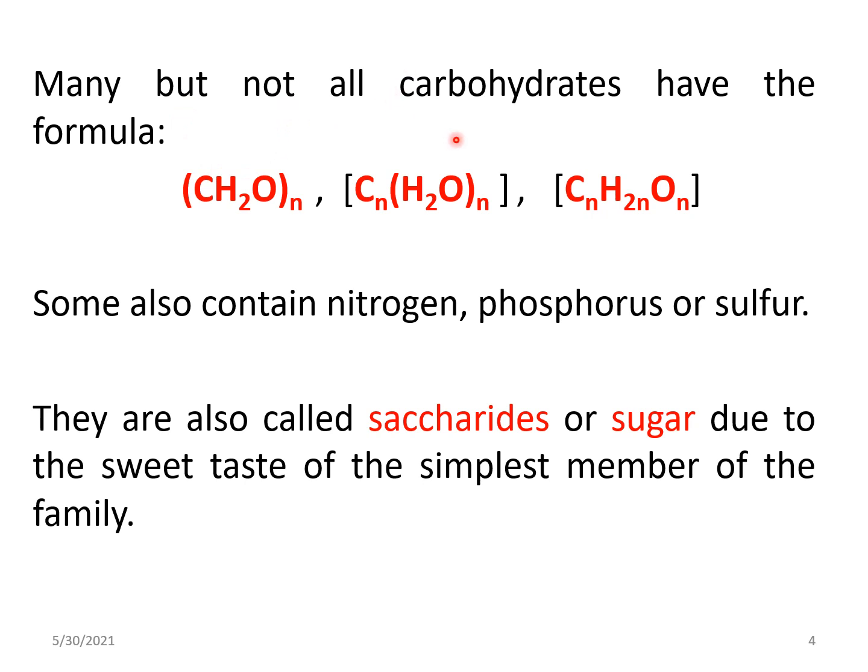Many but not all carbohydrates have the following formula. In fact, the common formula for carbohydrates is written in different ways. However, the common property shared by these different forms of the formula is that the number of atoms of carbon and oxygen are equal, while the number of hydrogen atoms is double that of carbon and oxygen. Some carbohydrates also contain nitrogen, phosphorus, or sulfur. Carbohydrates are also called saccharides or sugar. Why? Because the simplest carbohydrates have a sweet taste.